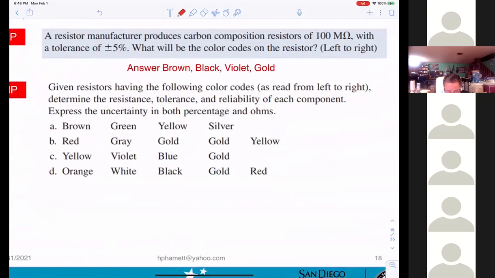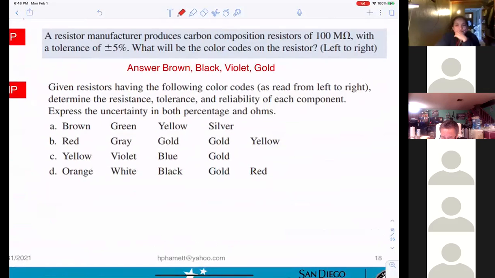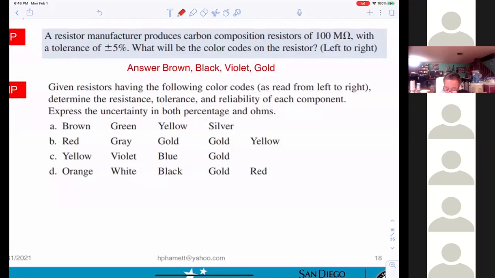A resistor manufacturer produces a carbon composite resistor of 100 megohm with a tolerance of plus or minus 5%. What will be the color code on the resistor, left to right? Gold. A, B, C, or D? Multiple choice.